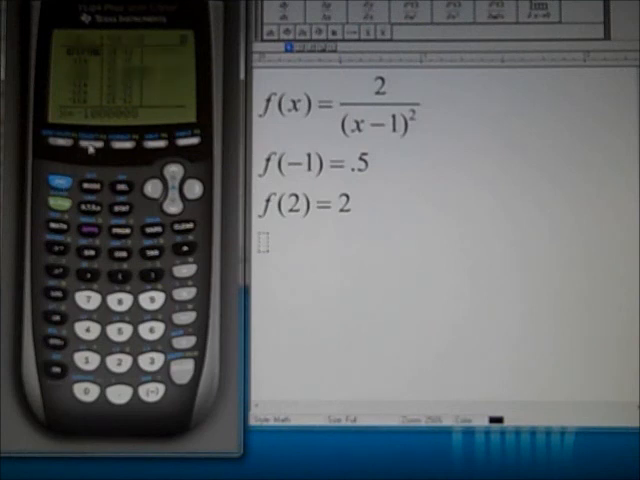Now as far as this increment goes, so this delta table, if I change it to 0.5, you can see that's saying that between any two x values, that's the distance. So that's how you use the table.